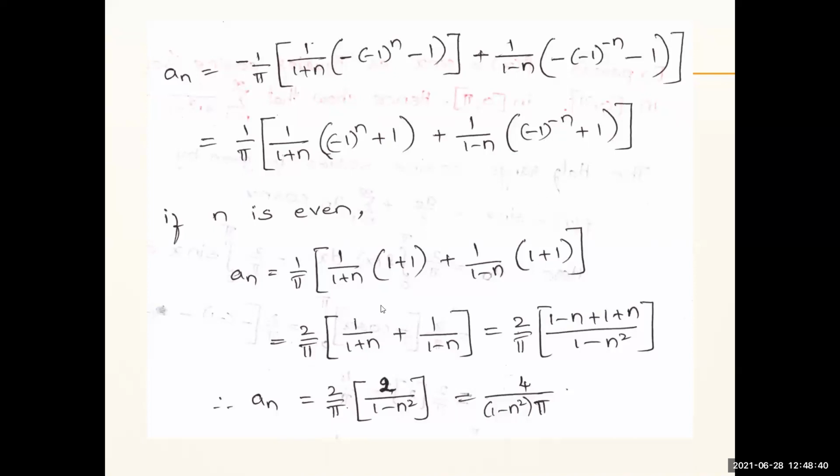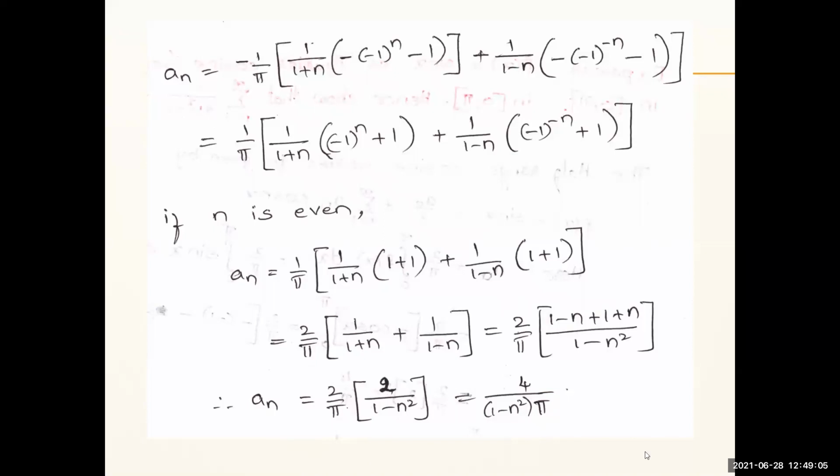Now we are just taking two different cases, when n is even and when n is odd. When n is even, we'll get minus 1 to the power of n as plus 1. So if you just simplify them, even minus 1 to the power of minus n is also plus 1 only. So when you simplify that, and after taking LCM, of course, we'll get the value of an. You can just cross check this. You will get the value of an as 4 by (1 minus n square) into pi.